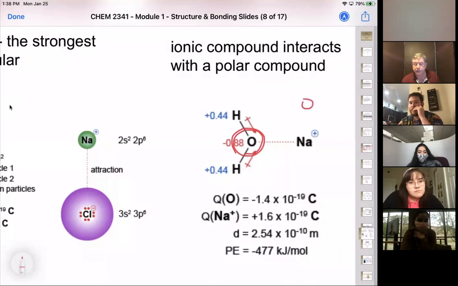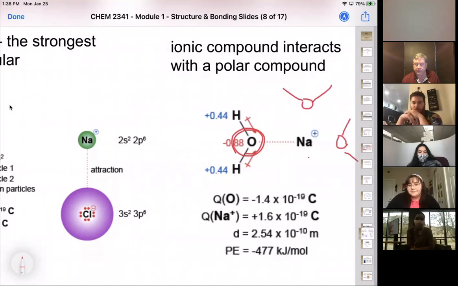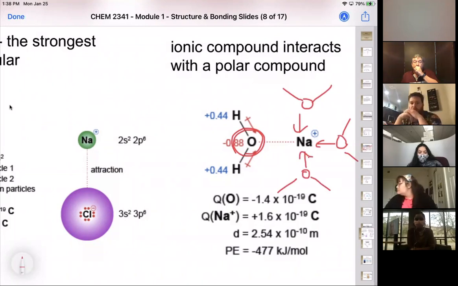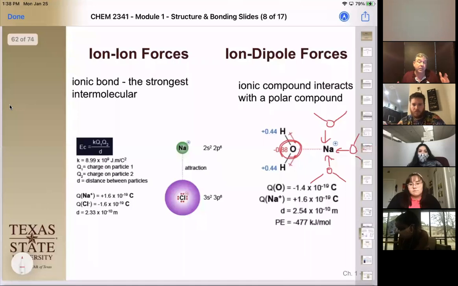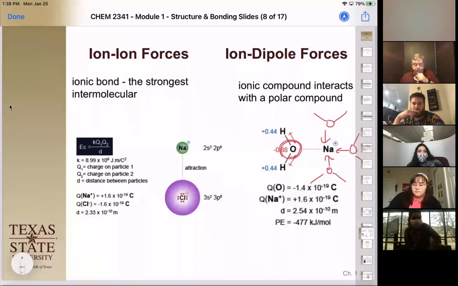So what we typically do is we put a whole bunch of these around here, and they're all pointing that same direction. The negative side of the molecule is facing toward the ion, and the positive side of the molecule is facing into the solution. Because you have multiple molecules around here, it's sharing that positive charge of sodium between all of those different compounds. That's why a lot of salts dissolve in water very well, because of ion dipole forces.